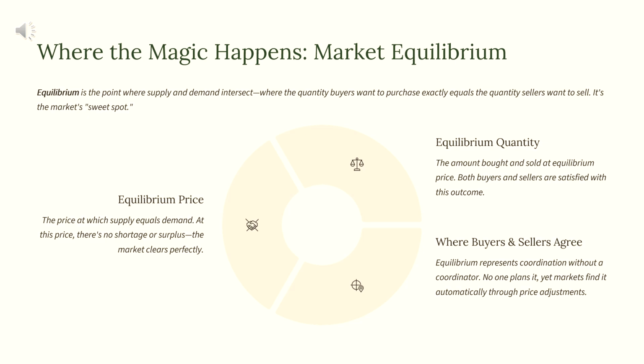First, equilibrium price, the price at which supply equals demand. At this price, there is no shortage or surplus. The market clears perfectly. Second, equilibrium quantity, the amount bought and sold at equilibrium price. Both buyers and sellers are satisfied with this outcome. And third, where buyers and sellers agree, equilibrium represents coordination without a coordinator. No one plans it, yet markets find it automatically through price adjustments.